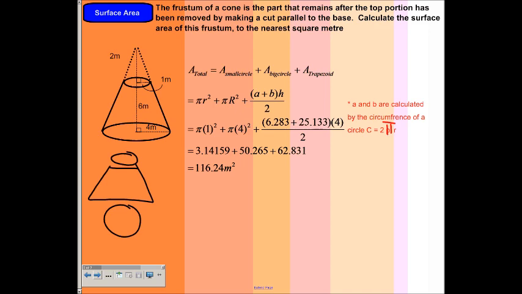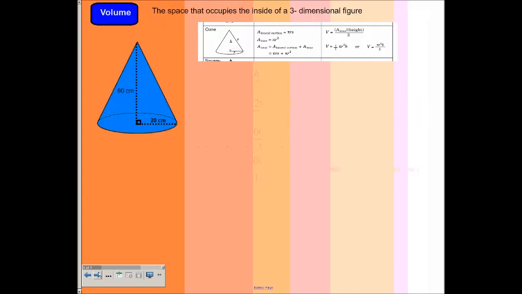And then the trapezoid is calculated by a plus b times h divided by 2. Each of those a plus b needs to be calculated using the circumference of the circle. Remember, the same way we did with the cylinder for the rectangle. So 6.283 was calculated by finding the circumference of that top circle, and 25.133 was calculated from the bottom.